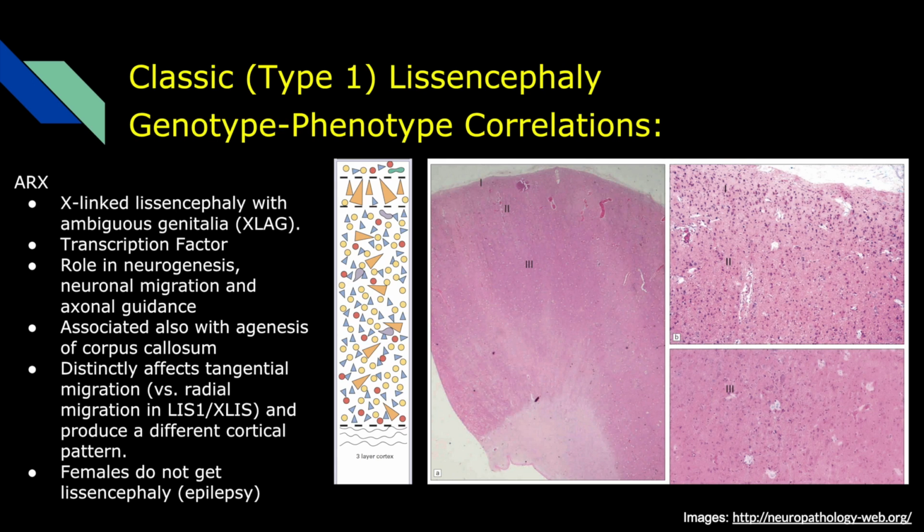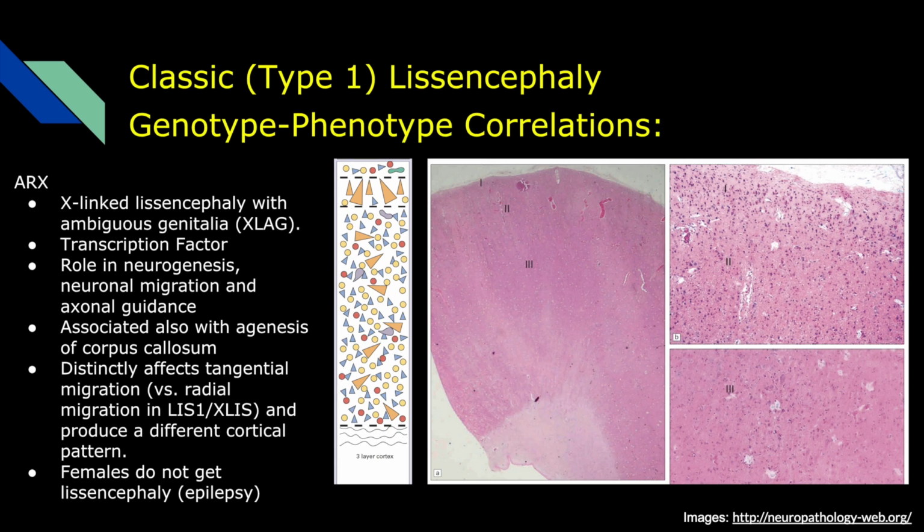So there are of course other mutations that we talked about, ARX mutations. This is an X-linked lissencephaly with ambiguous genitalia. It's a transcription factor, but obviously the phenotype would suggest that this transcription factor is involved in neural migration. It's associated with agenesis of the corpus callosum. Again, the trivia question is that this gene is involved in tangential migration and not just radial migration, as seen in LIS1 or XLIS, and thus produces a different cortical pattern.